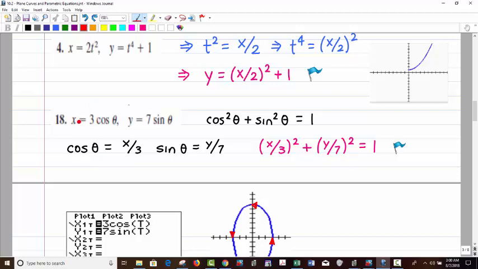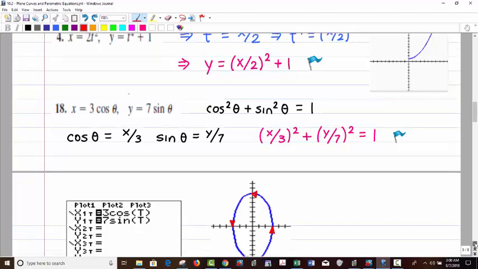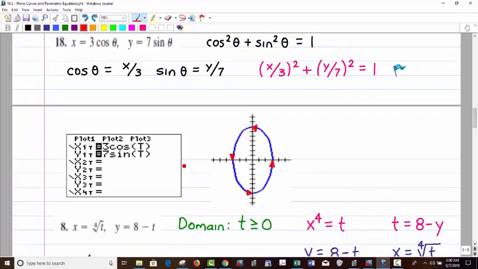So I just let cosine equal x divided by 3, and sine then would be y over 7, and then just substitute it right into there, and that gives us the ellipse. X over 3 squared plus y over 7 squared equals 1. And then I graphed it in parametric form. Just use t, and then there's your ellipse right there.